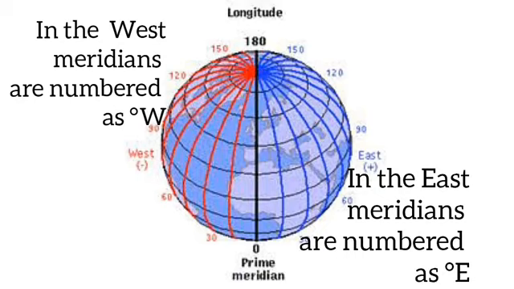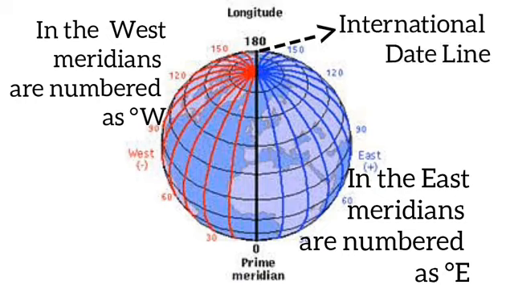And in the west, meridians are numbered as degree west. For example, 10 degree west, 20 degree west, 30 degree west, etc. 180 degree east and 180 degree west is the same line and it is called international date line.